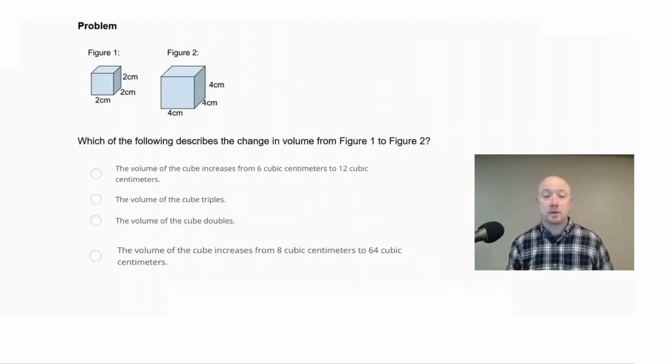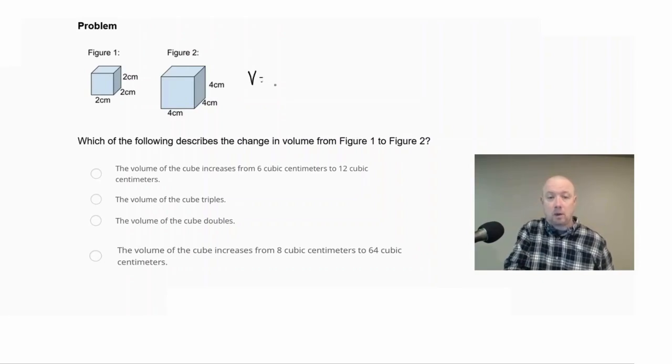Which of the following describes the change in volume from figure 1 to figure 2? Is it the volume of the cube increases from 6 cubic centimeters to 12 cubic centimeters, the volume of the cube triples, the volume of the cube doubles, or the volume of the cube increases from 8 cubic centimeters to 64 cubic centimeters? The first thing we need to know is the volume of a cube.